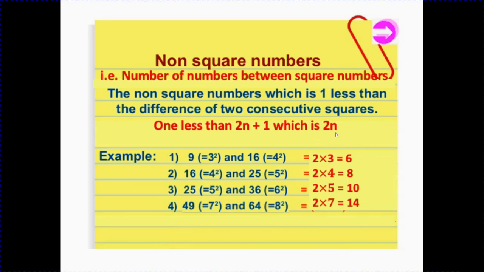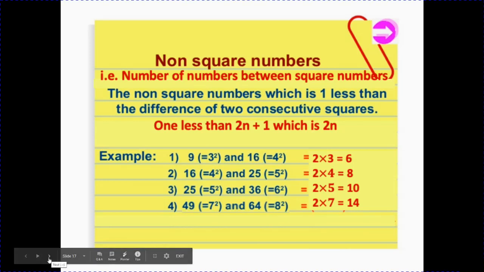Now we are going to multiply 2 times 3, which is 6. 2n. 2 times 3, which is 6. 2 times 4, which is 8. 2 times 5, which is 10. 2 times 7, which is 14. This is how we are going to find non-square numbers between two consecutive squares.